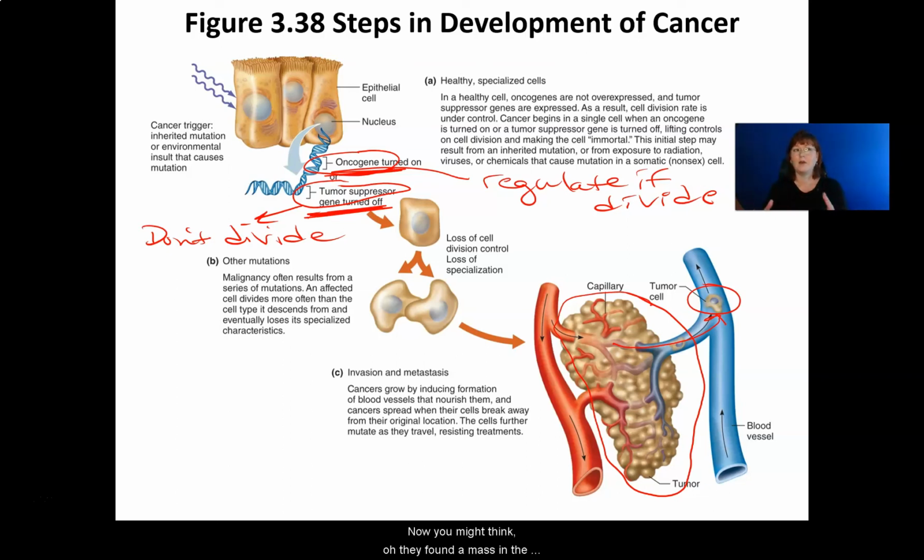Now you might think, oh, they found a mass in the liver, so he had liver cancer. But they could actually look at the cells within that mass, and they found markers in those cells that were specific to pancreatic cells. Because they found those, they know that the cells originated in the pancreas, then moved to the liver. So even though technically that mass is in the liver, it's actually pancreatic cancer because that's where the cells originated from.